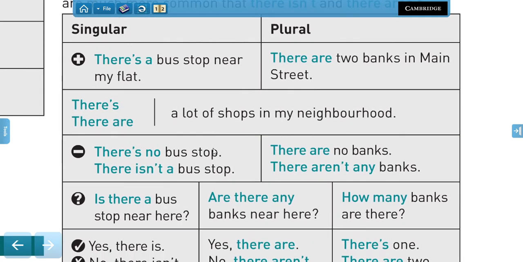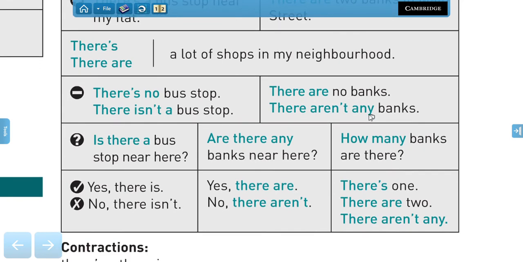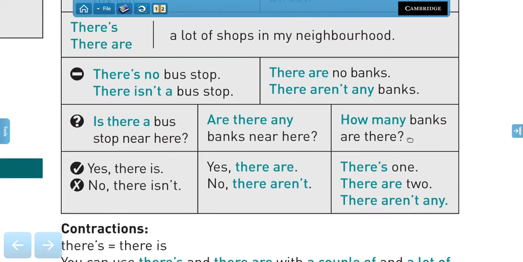So here we have singulars, plurals, and we can use both for when we talk about a lot of or a couple of. For negatives, there's no bus stop or there isn't a bus stop. There are no banks or there aren't any banks. Remember that we have to use the word any. Now, for questions, we can say, is there a bus stop near here? Are there any banks? Or you can also use the word how many, right? But in that case, you also have to invert the roles. So how many banks are there in your town or in your city?